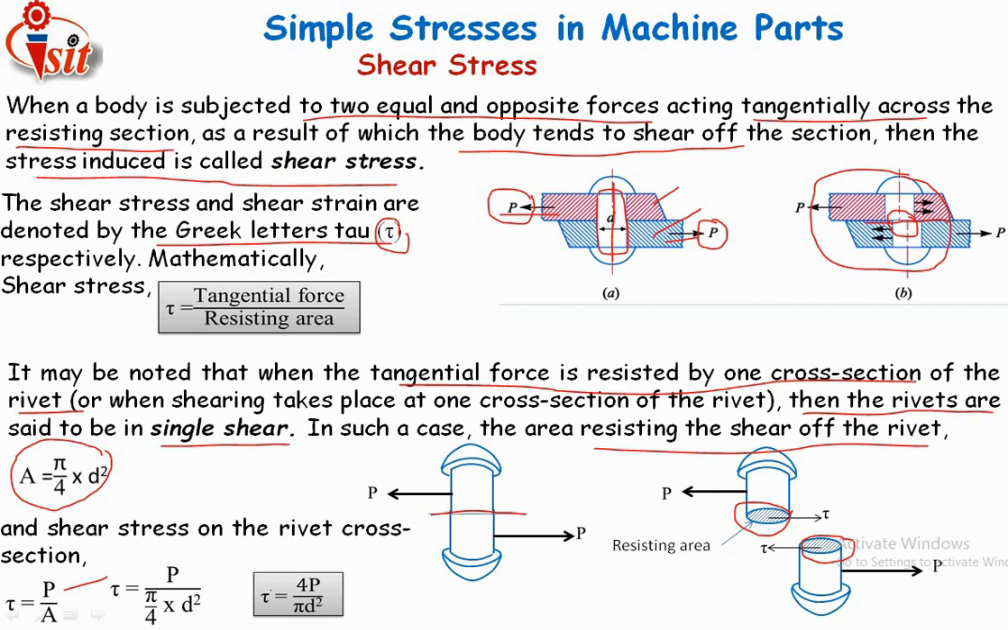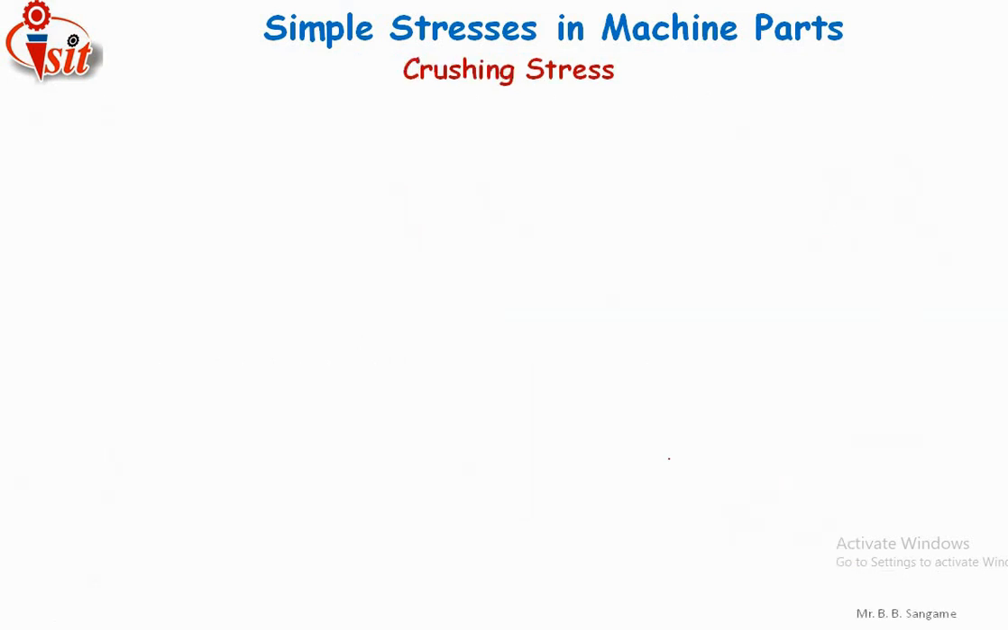Now in this case, if we know the value of tau, we can determine the value of d, and if we know the value of d, we can determine the induced stress in this system. So in simple language, shear stress is defined as when we apply a tangential force across the element, then the resisting section gets sheared off. This is the action of shear off. This type of stress is known as the shear stress. This is the action of the shearing.